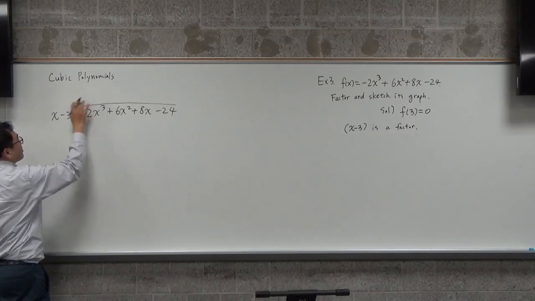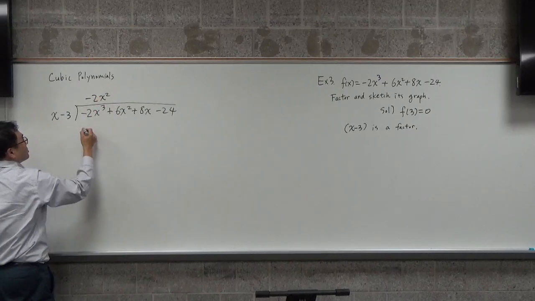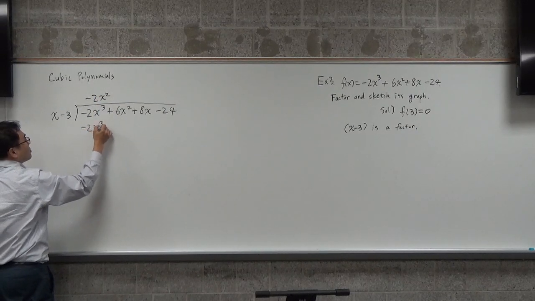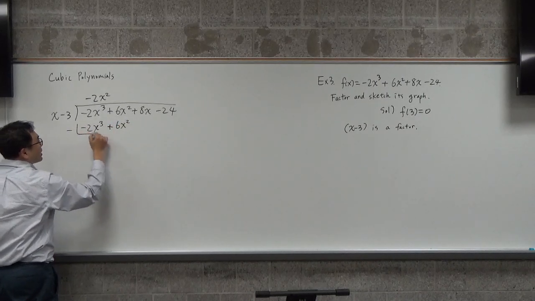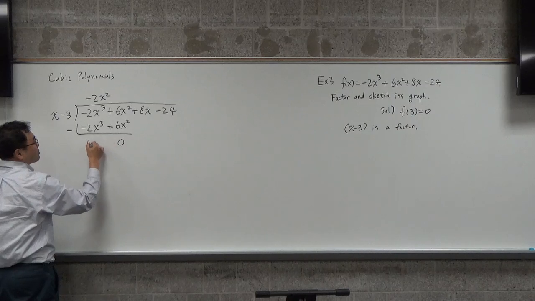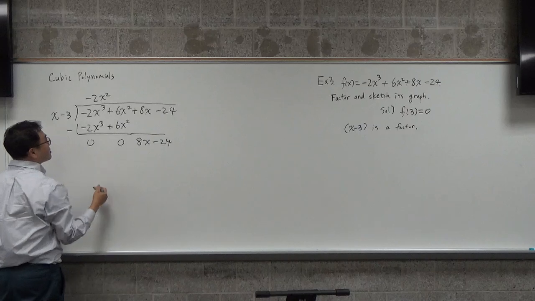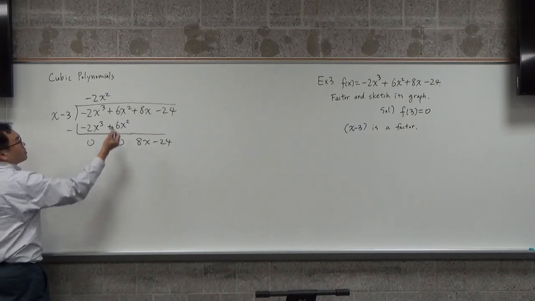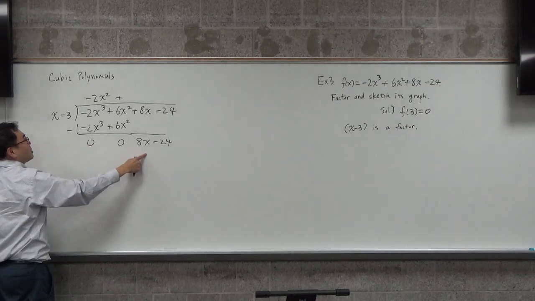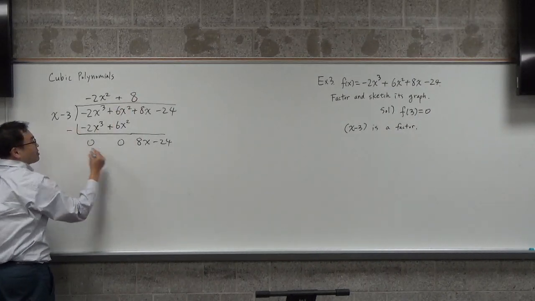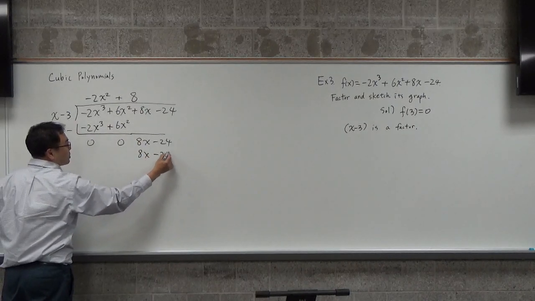Let's see. What times x gives you negative 2x cubed? Negative 2x squared, right? So you get negative 2x squared, x cubed. This time this is plus 6x squared. Subtract. You get 0 for everything. So now here comes 8x minus 24. That's the only thing. So now what must be multiplied to match the leading term? 8. So multiply by 8. 8 times x is 8x. 8 times negative 3 is negative 24.